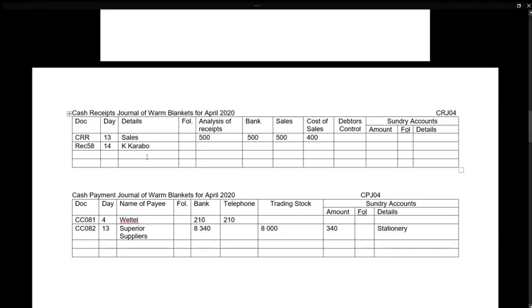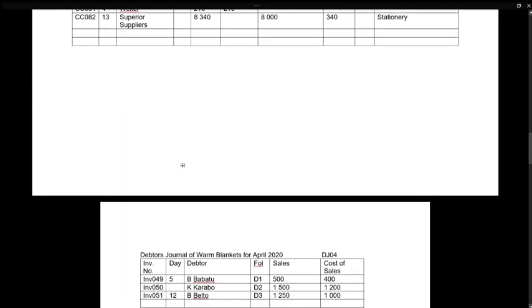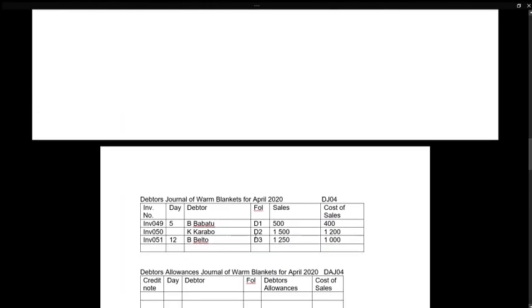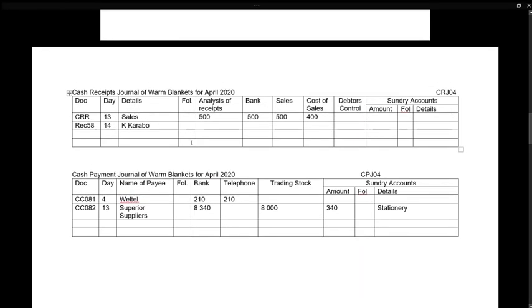And remember, we gave K Karabu an ID down in the DJ. K Karabu is D2, therefore it will follow him. Folio D2. Analysis of receipts. The amount we received was 250 Rand. It will reflect in my bank account at the end of the day. The reason I received this money is because of debtors control. There you go. Right, next transaction.